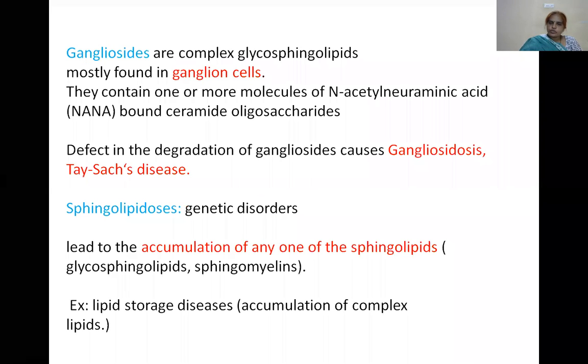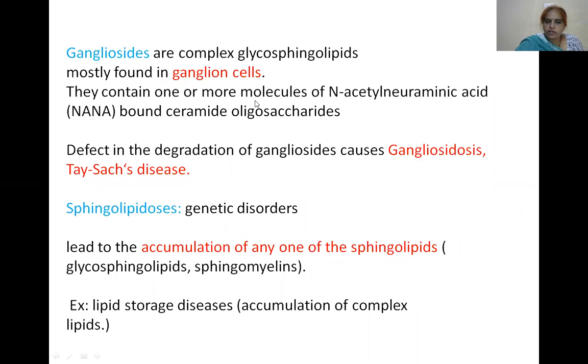They are complex glycosphingolipids, mostly found in the gangliosides, and they contain one or more molecules of NANA, that means N-acetyl-neuraminic acid. These are bound with the ceramide oligosaccharide. So a defect in the degradation of the gangliosides causes gangliosidosis and Tay-Sachs disease. Tay-Sachs disease.